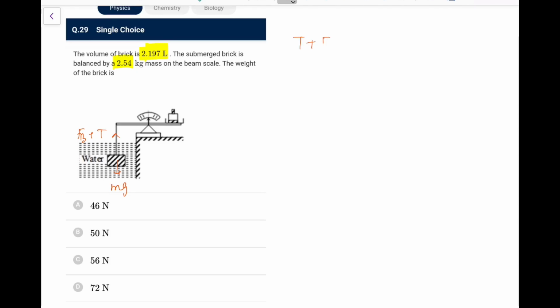That T plus Fb should be equal to mg, assuming the lengths are the same. Okay, that is what I am assuming, otherwise lengths would have been given. And this T is equal to the mass of the brick into g. This T is equal to the balanced mass, let's write capital M. So this is mg plus Fb. Fb is rho of water into volume of brick into g, that is equal to Mbg. So mg would be equal to Mbg minus rho w Vbg.